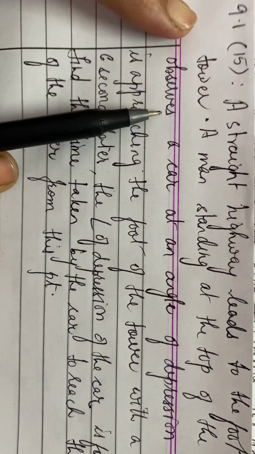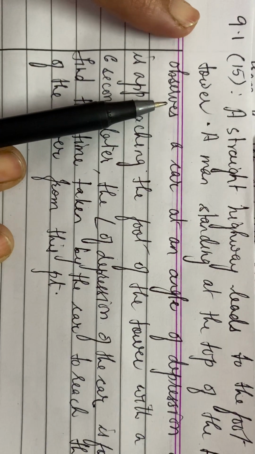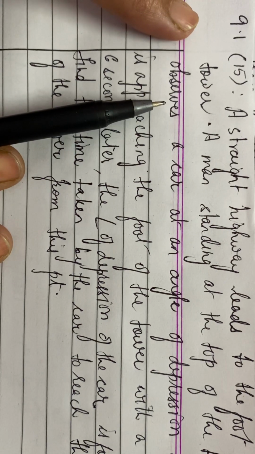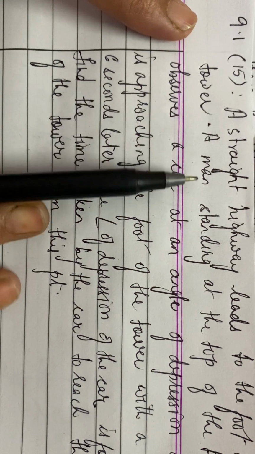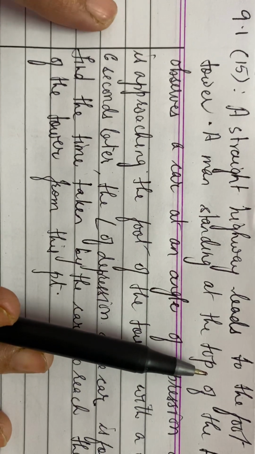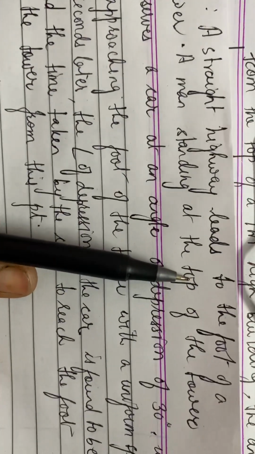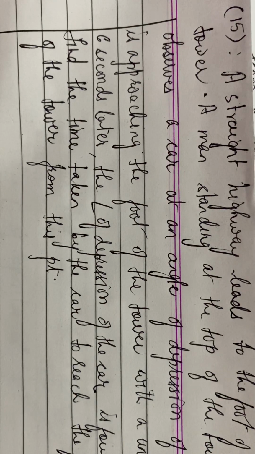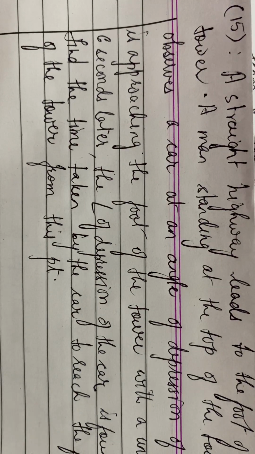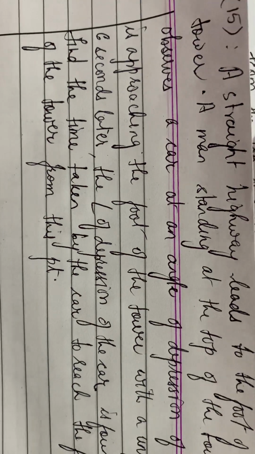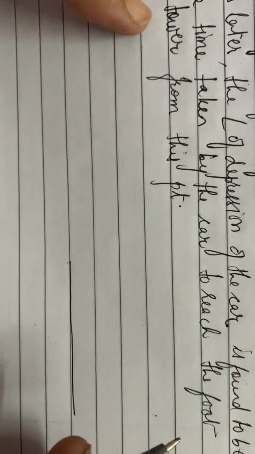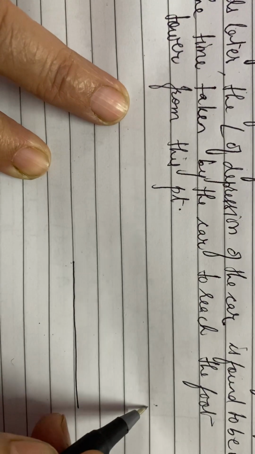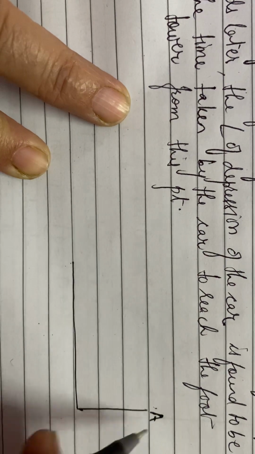Now we have sum number 15 from CBSE 9.1 exercise. A straight highway leads to the foot of a tower. Here we have a straight highway leading where? To the foot of the tower. This is your tower AB.